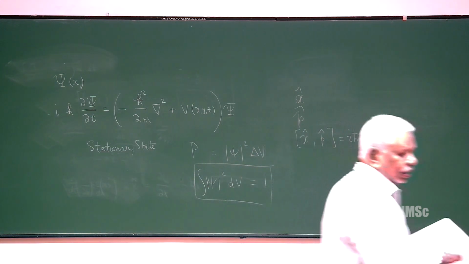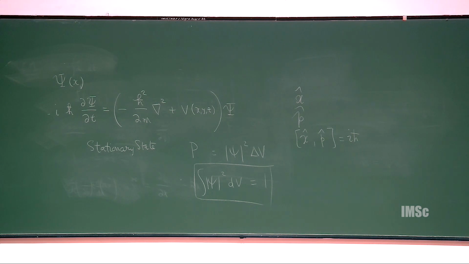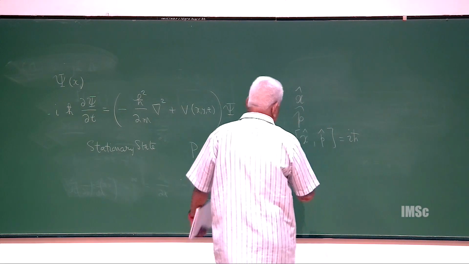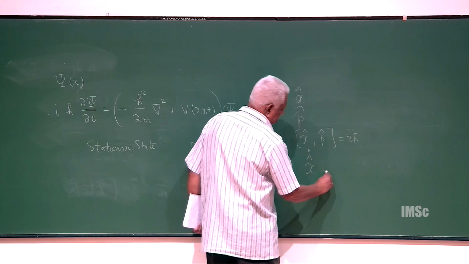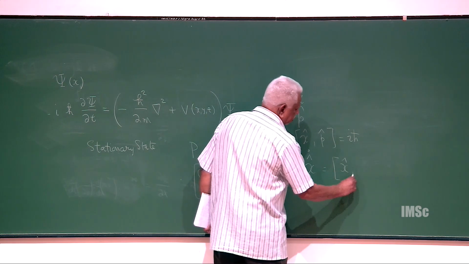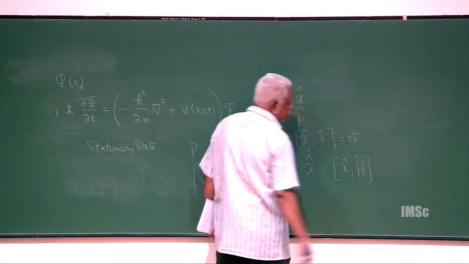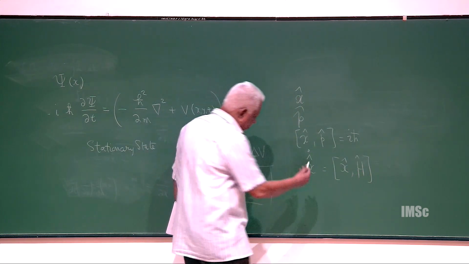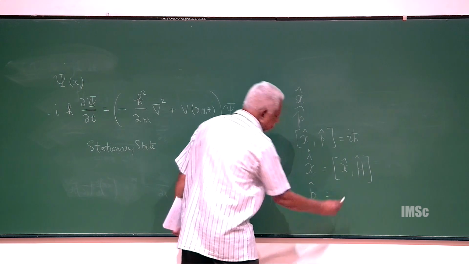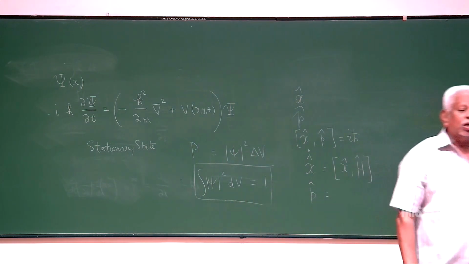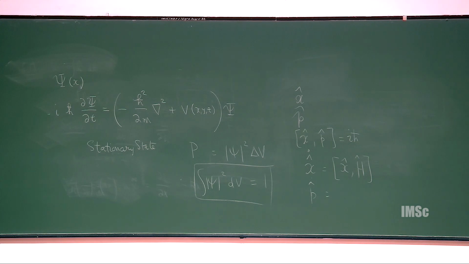Then you should know how the operators x hat and p hat change with time. That change is, generically, x hat dot is the commutator of x hat with an operator called the Hamiltonian, and similarly for p hat. This is what you had for Poisson brackets in classical mechanics, and that's what is needed for our purposes here.